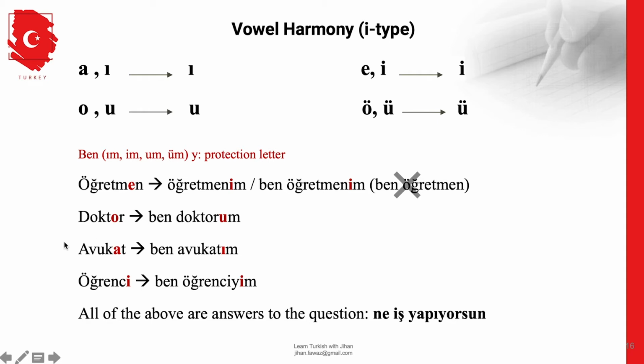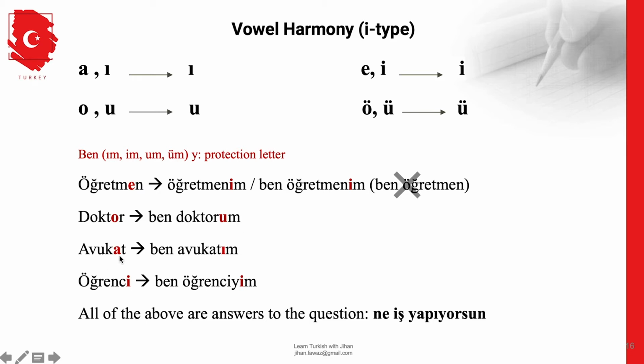So we continue. Doktor is a doctor. So o is the last vowel in that word. If I go back to the rule, it says o or u, you use u. I go back here, ben doktorum. So I use this. Of course, again, we can say doktorum only.